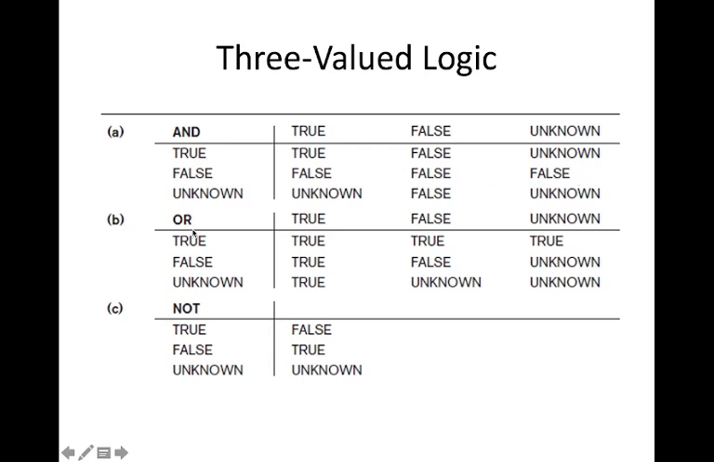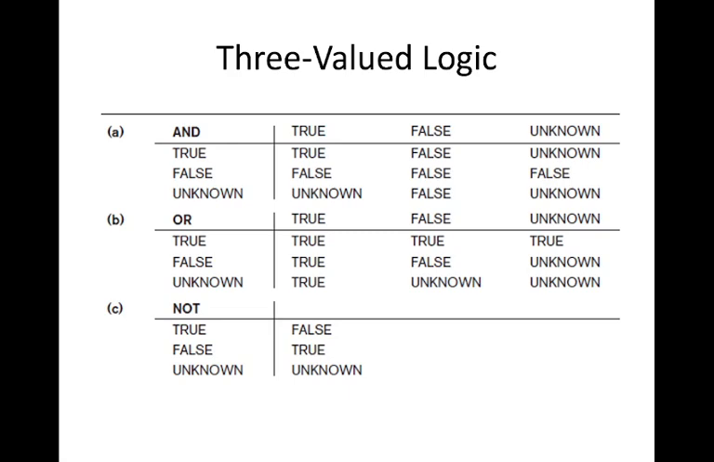Then for the OR case, if it is true or unknown, then automatically it will be true. In all the other cases, it will be unknown. Then in the case of NOT, if there is an unknown value, then the result will also be an unknown value. So this logic will happen inside these SQL statements.